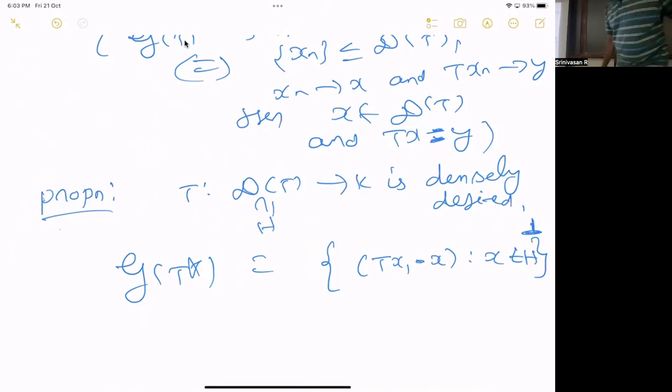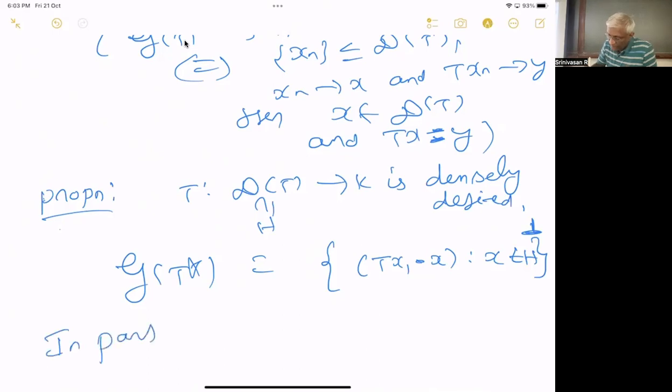The statement is clear. You take all x and you define this subspace. That may not be a closed subspace, but you take the orthogonal complement. That is the graph of T star. So in particular, the graph of T star is closed. It's a closed subspace. So T star is a closed operator.